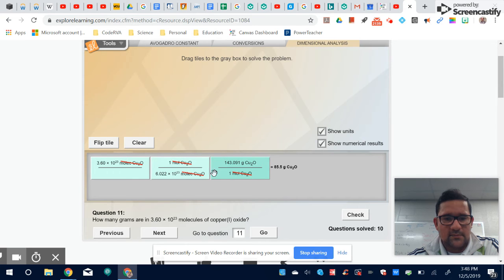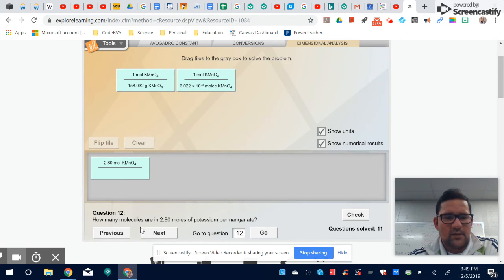Grams cancels out with grams, and you will be left, sorry, moles cancel out with moles, and you'll be left with grams. So you have to multiply everything in the numerator and divide by everything in the denominator, and the answer should be about 85.5 grams of copper 1 oxide. Check.